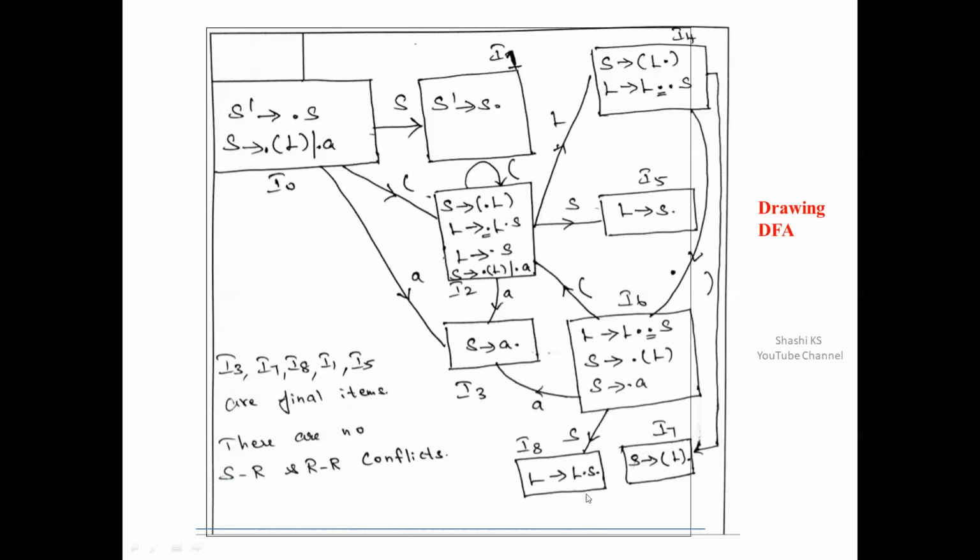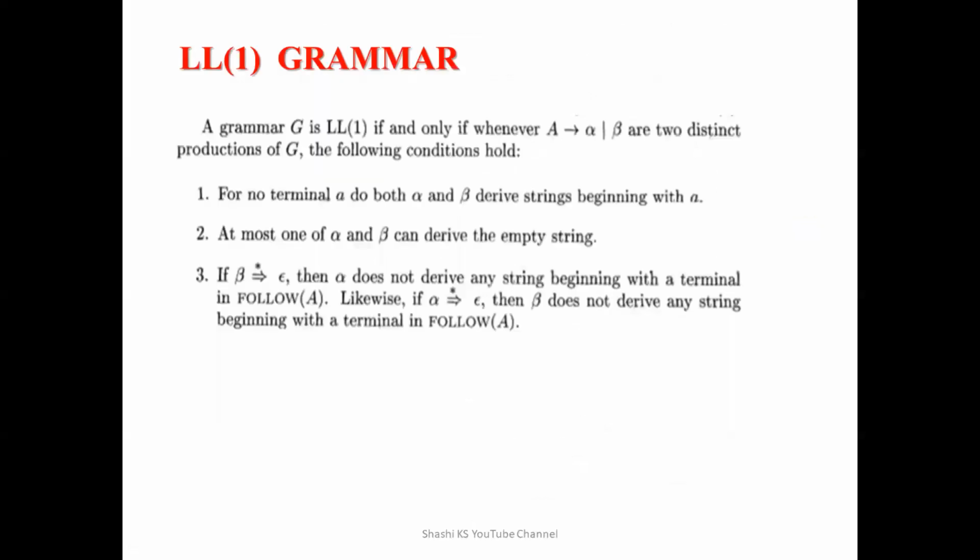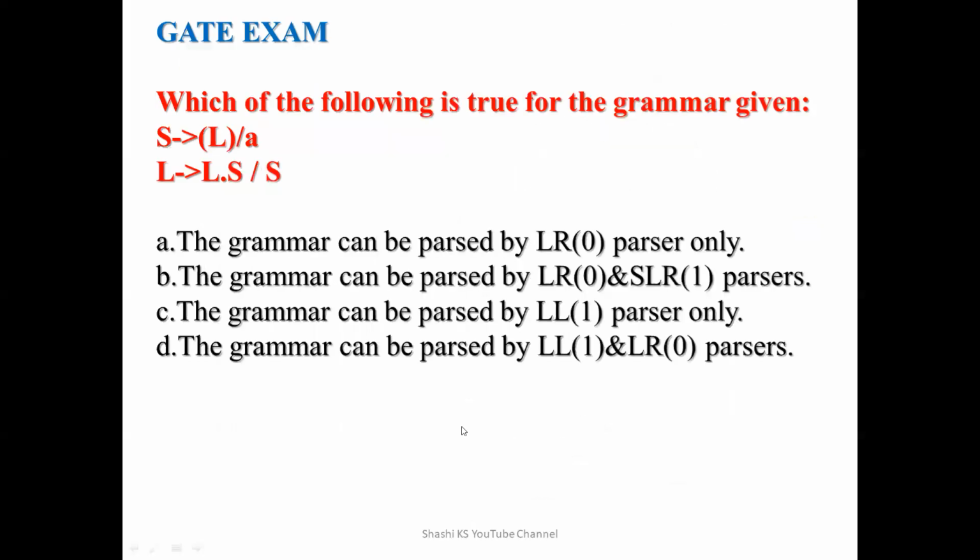There is no shift reduce conflict because there is no goto on a terminal, and there is no reduce reduce conflict because in reduce conflicts there will be two reduce productions, but here we have only one production. So there is no possibility of a shift reduce conflict or a reduce reduce conflict in this DFA. Because of that, it can be processed by an LR0 parser. If it can be processed by an LR0 parser, it can also be processed by an SLR1 parser. So the answer for this question is that the grammar can be parsed by LR0 and SLR1 parsers.